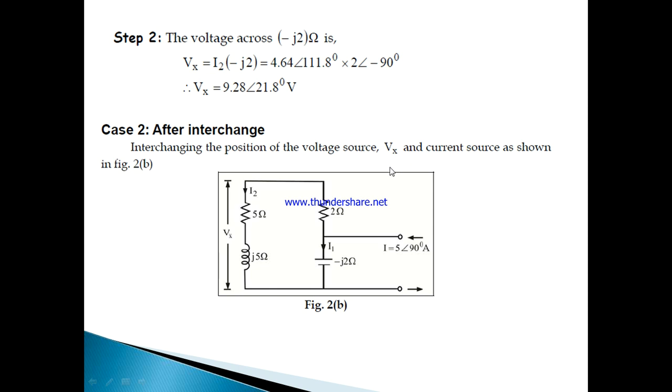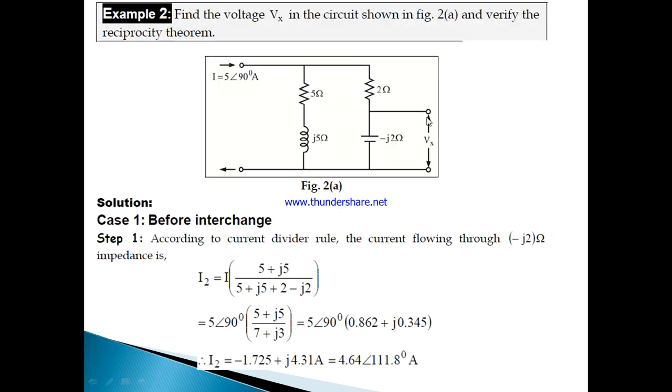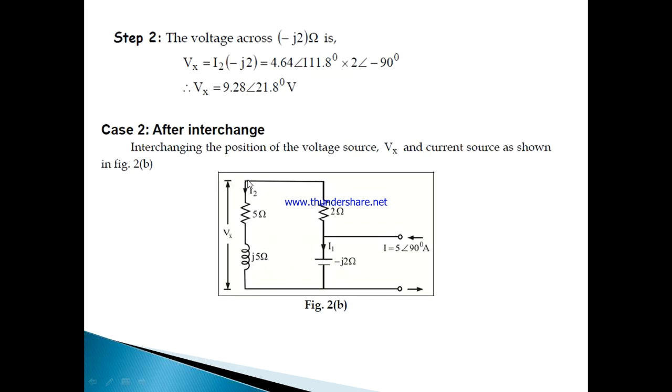See here, now I am going to interchange the positions of the response and the current source. Generally the response is presented in here. Now I am going to connect the source value here, and this voltage is what I am going to find across 5 plus J5. So the figure exactly gets converted into figure B.